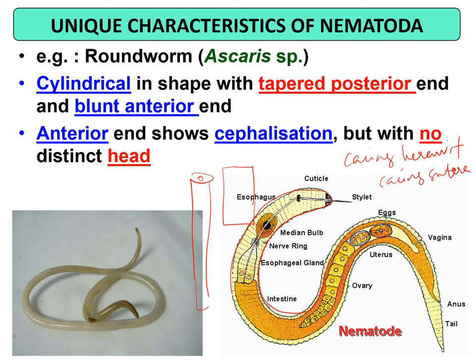So this is the difference between a cylindrical shape dengan flattened shape. So the shape is cylindrical with tapered posterior, bahagian belakang. Ini tapered, bahagian anus ataupun tail. Blunt anterior maksudnya depannya sedikit tumpul. Banding ni kalau tapered dia tajam. And anterior end bahagian sini ada menunjukkan cephalization, macam seolah ada kepala lah. Tetapi tak ada bentuk kepala yang sebenar.